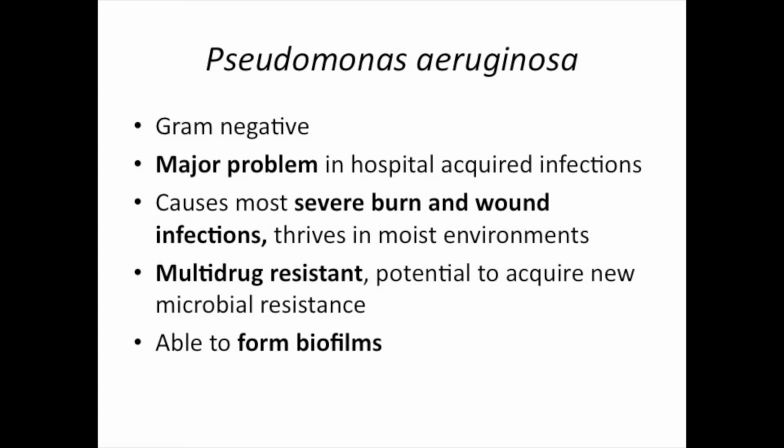Pseudomonas aeruginosa is a gram-negative bacteria that's commonly found in hospitals. It's an opportunistic pathogen that loves to thrive and grow in moist environments. Pseudomonas aeruginosa has become multi-drug resistant due to its potential to acquire new antimicrobial resistance. Its activity is enhanced by its ability to form biofilm.